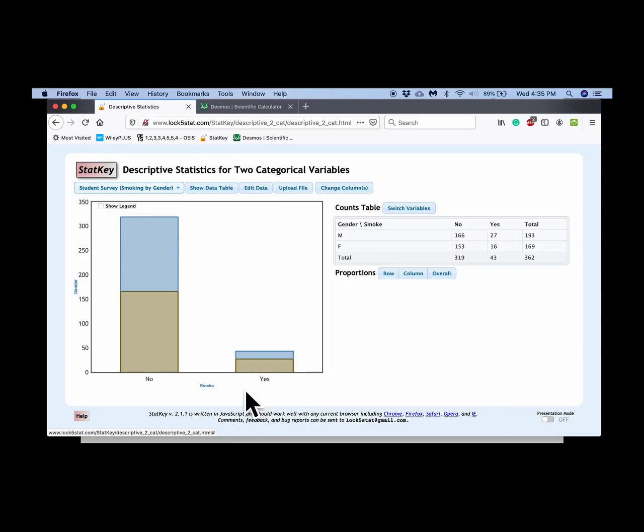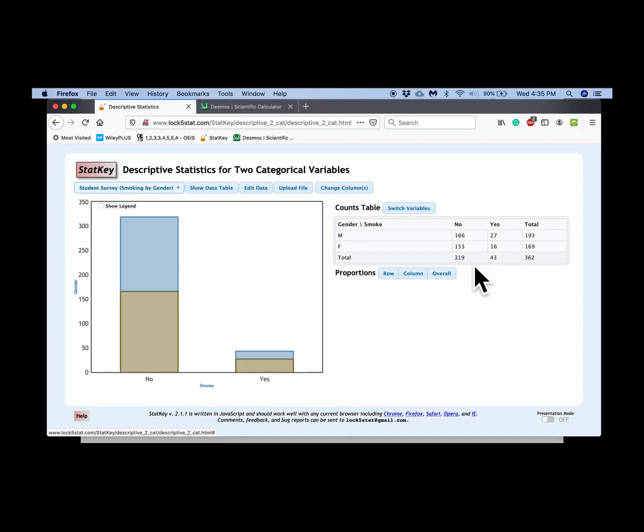Okay, now let's go to some of those questions. How many students are in the survey? That's our total here, the 362 that we're seeing here. How many female students are smokers? We want to find the female students that have answered yes to smoking, and that's the 16 that we're seeing there. There are 16 females that are smokers. How many students are not smokers? How many students said no to smoking? That's the 319 that we're seeing here. So we can get that count simply by looking at the margin here.